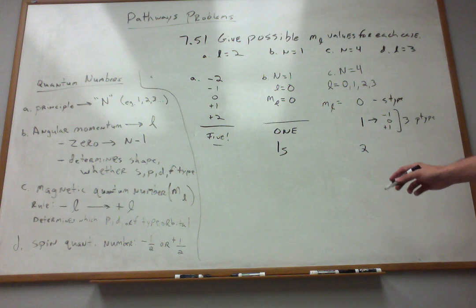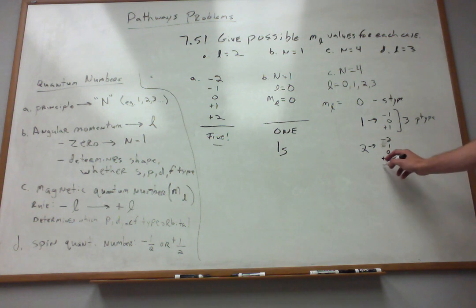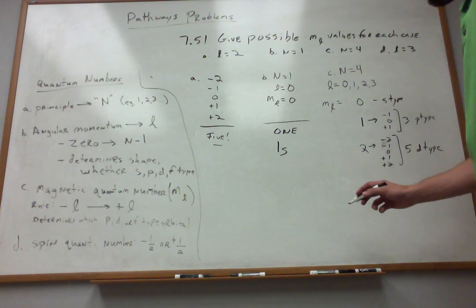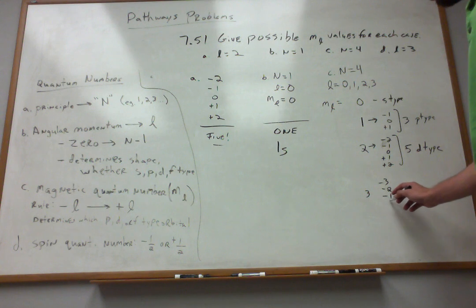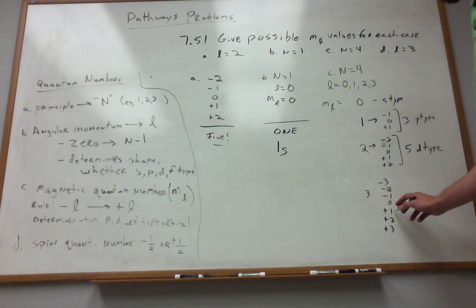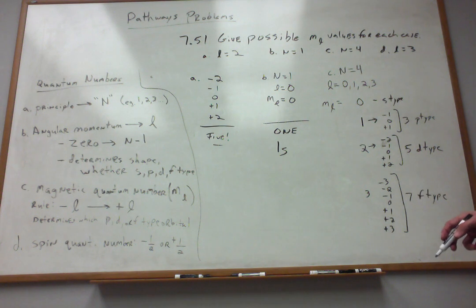I could also have L equal to 2. If that's the case, I could start with the minus: minus 2, minus 1, 0, plus 1, or plus 2. There are 5 possibilities. Those are my d-type orbitals. But I'm not finished because L could possibly be 3. And if that's the case, I have minus 3, minus 2, minus 1, 0, plus 1, plus 2, plus 3. That's 1, 2, 3, 4, 5, 6, 7. Call those the f-type orbitals.